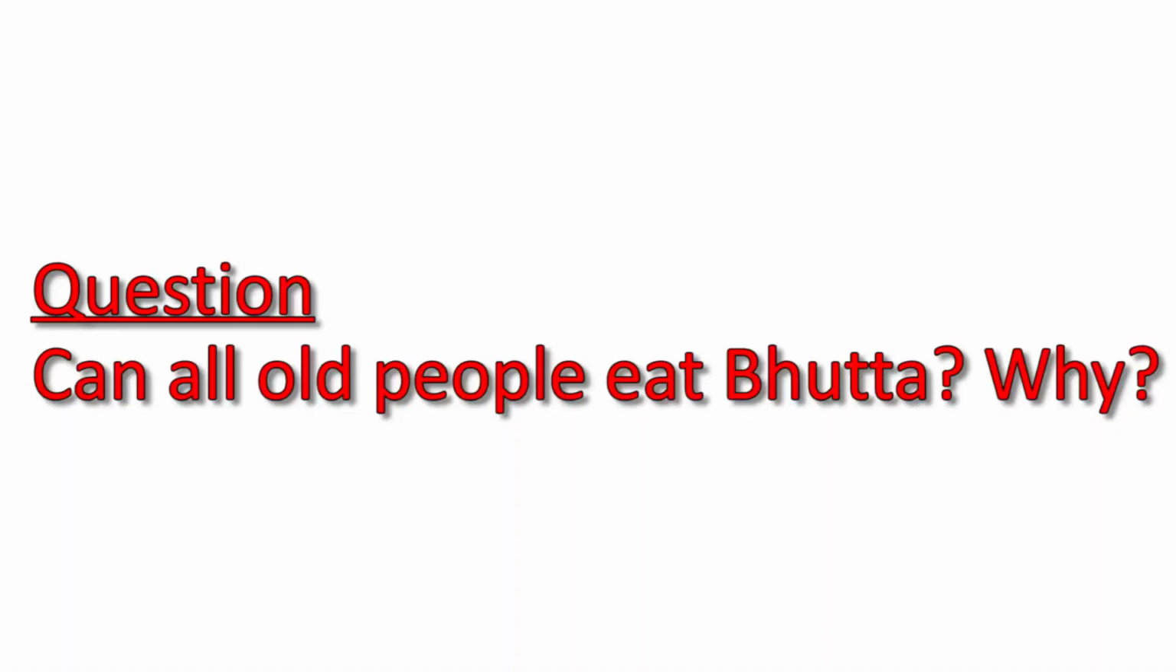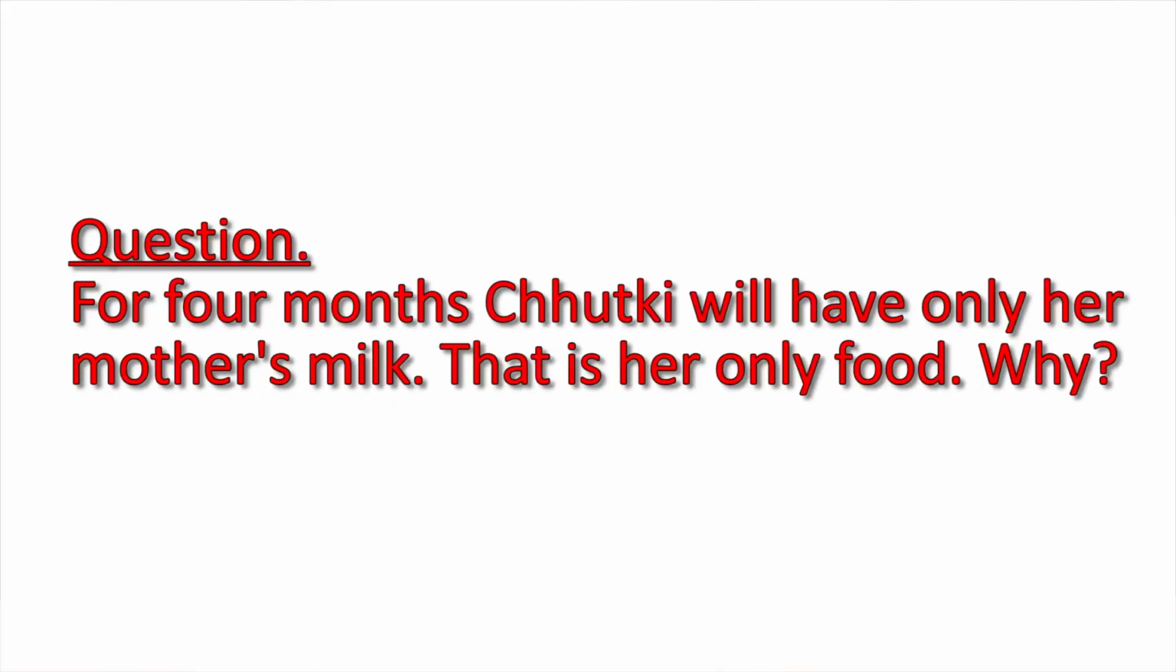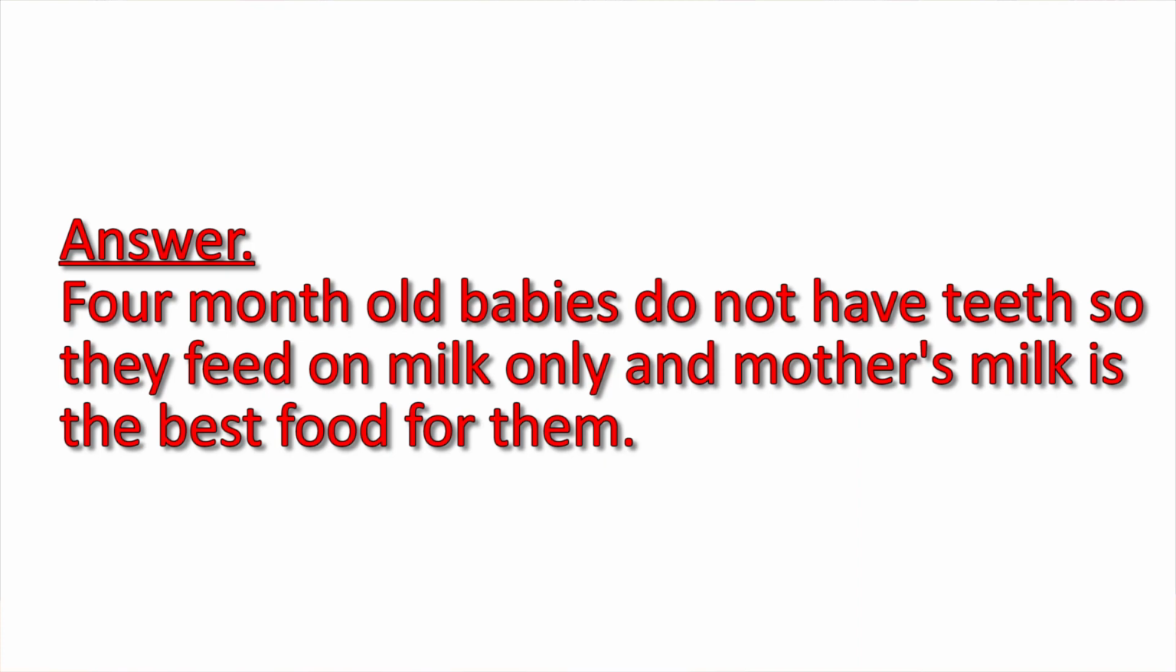So, we are on to the question that can all old people eat bhutta, that is the corn cob, and why? Well, to answer it, old people usually have weak teeth and hence most of them cannot eat a bhutta. So, moving on to the next question, which is for 4 months, Chutki will have only her mother's milk. That is her only food. Why? Well, students, 4-month-old babies do not have teeth, so they feed on milk only, and mother's milk is the best food for them.